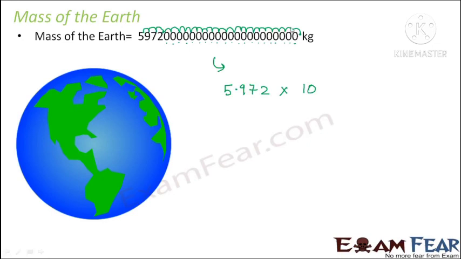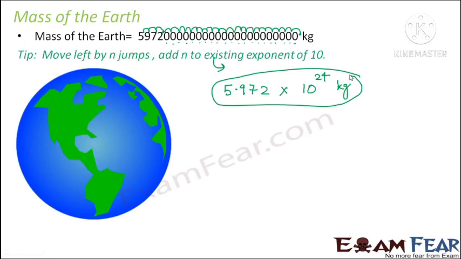How many jumps? 1, 2, 3, 4, 5, 6, 7, 8, 9, 10, 11, 12, 13, 14, 15, 16, 17, 18, 19, 20, 21, 22, 23, 24. So this would be 10 to the power 24 kgs. So instead of writing so many zeros, you can just say 5.972 into 10 to the power 24 kgs. That's the mass of the earth. So it was very simple. We just moved left by n jumps and then added n to the existing exponent of 10. So here the value of n was 24.